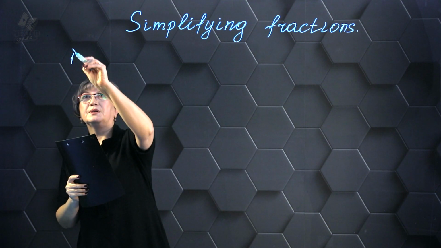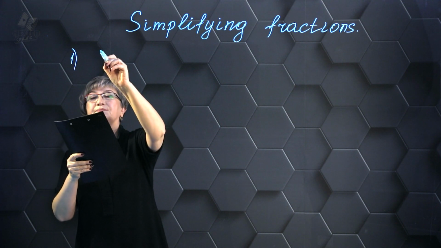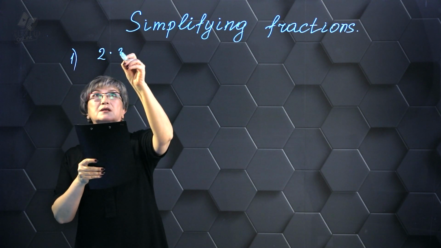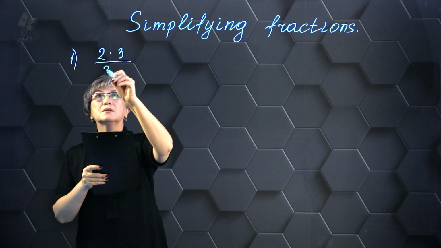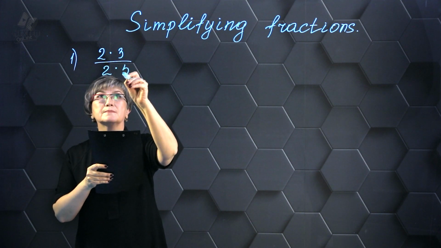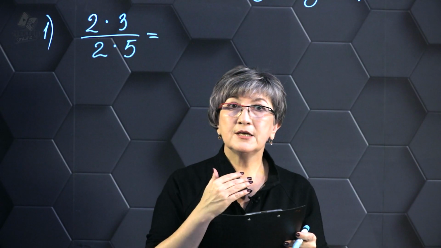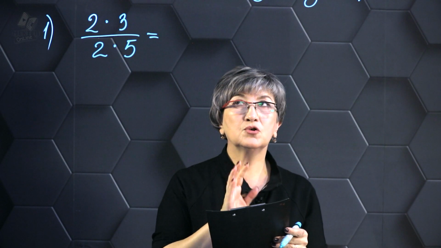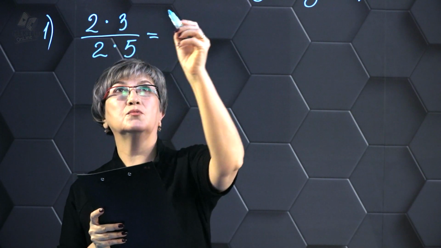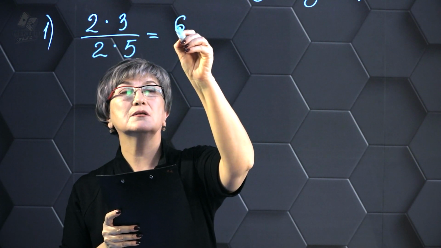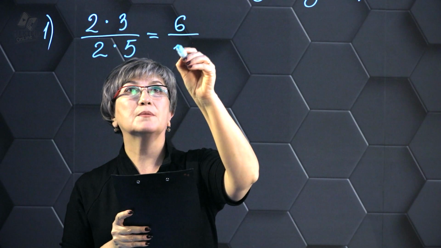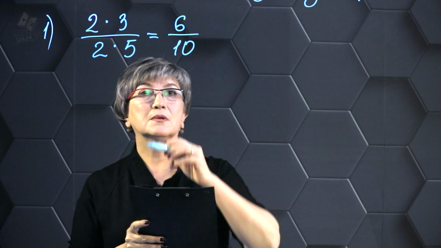Therefore, let's consider the first example. The calculation involves multiplying 2 by 3, dividing the result by 2, and then multiplying the final quotient by 5. What is occurring in this case? Naturally, you can multiply 2 by 3, which will result in 6, and if you multiply 2 by 5, the outcome will be 10.